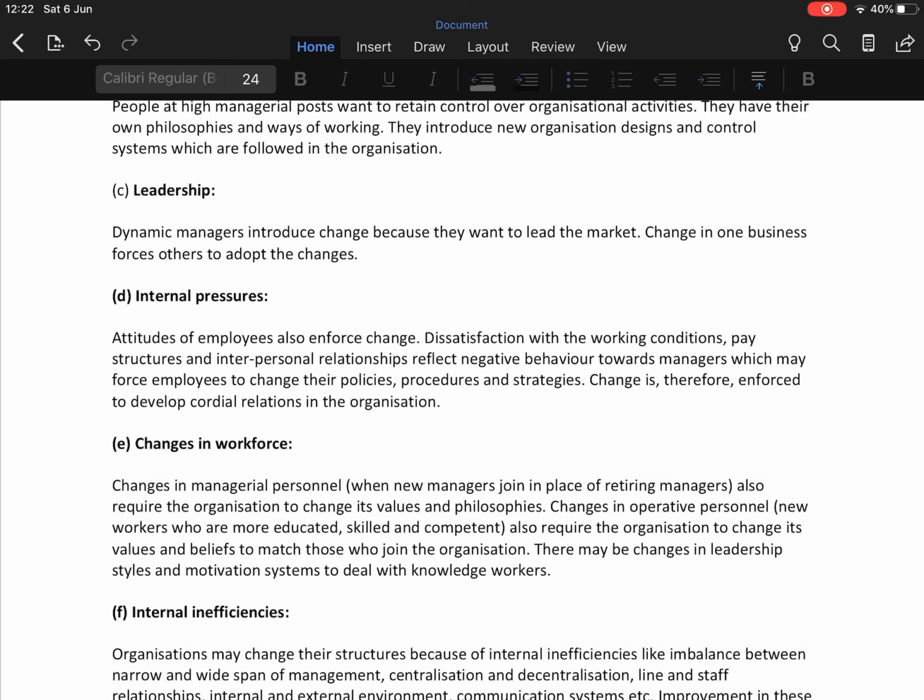Dissatisfaction with the working conditions, pay structures, and internal personal relationships reflects neglect behavior towards managers, which may force employees to change their policies, procedures, and strategies. So, change is therefore enforced to develop cordial relations in the organization.